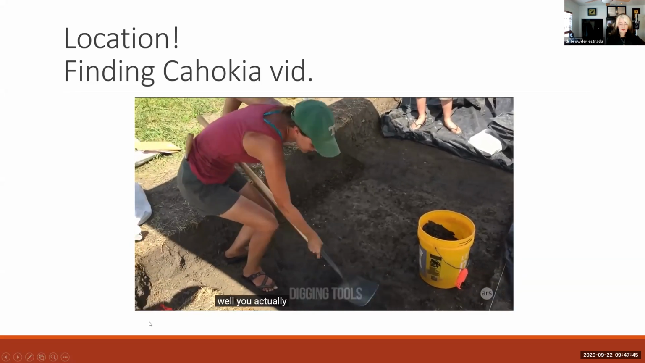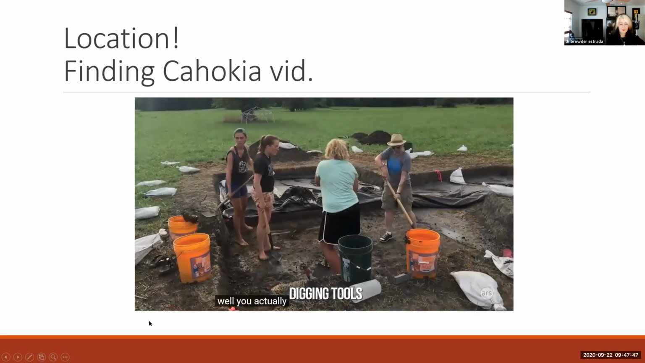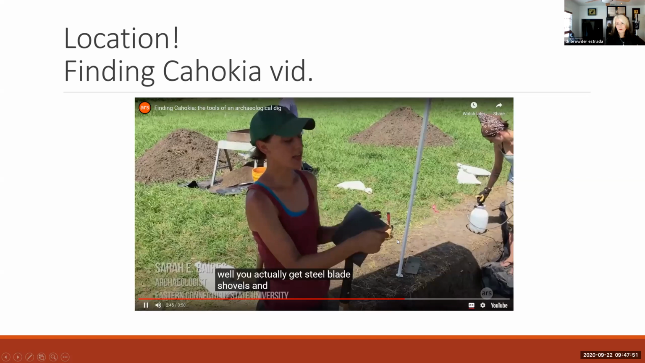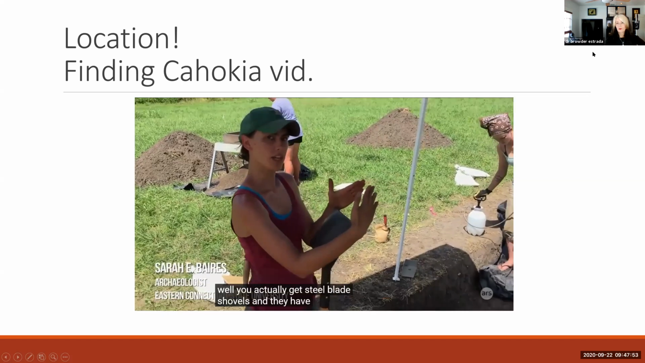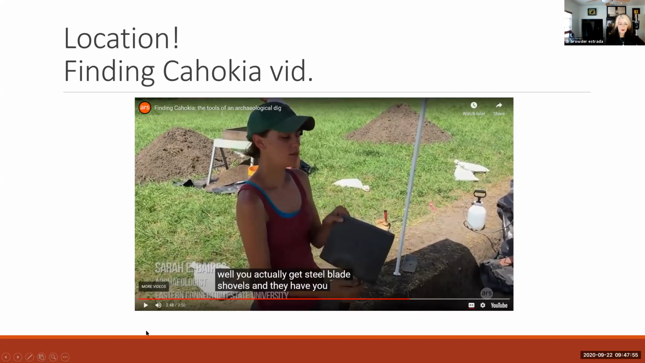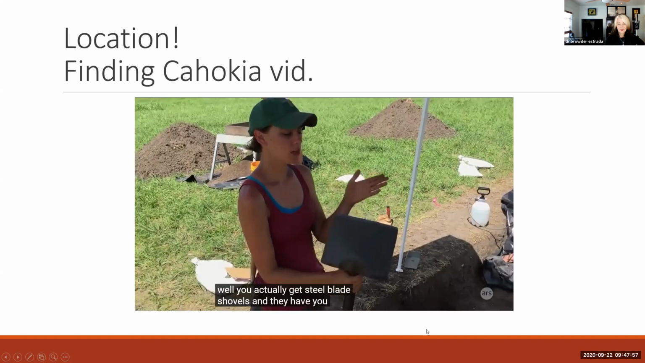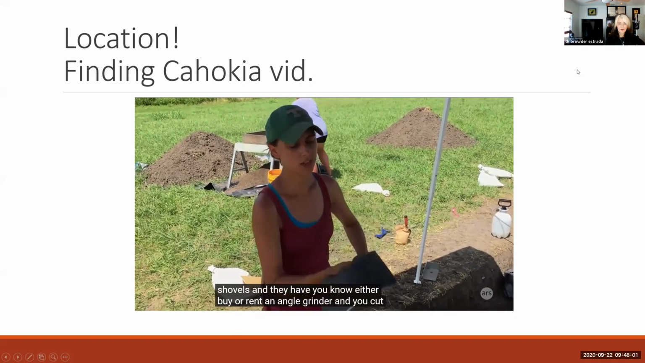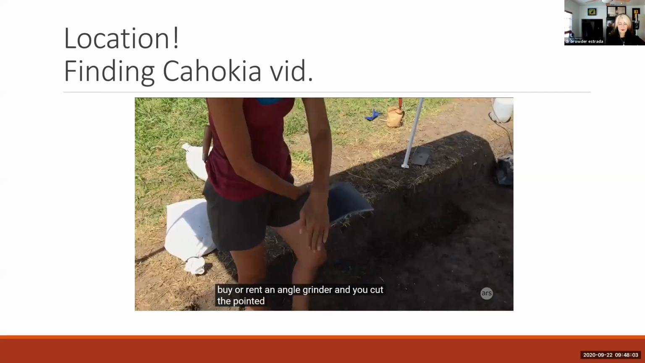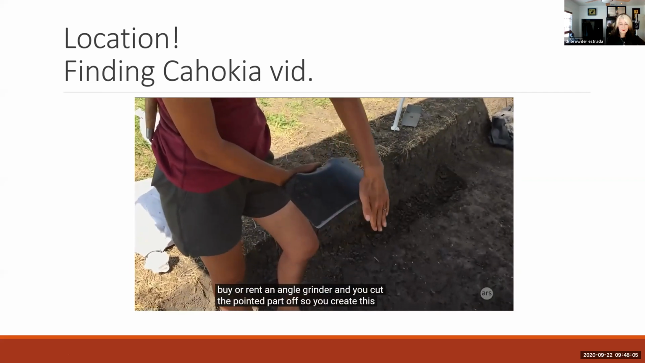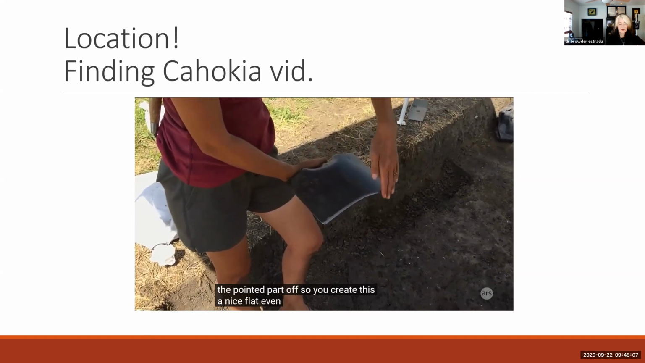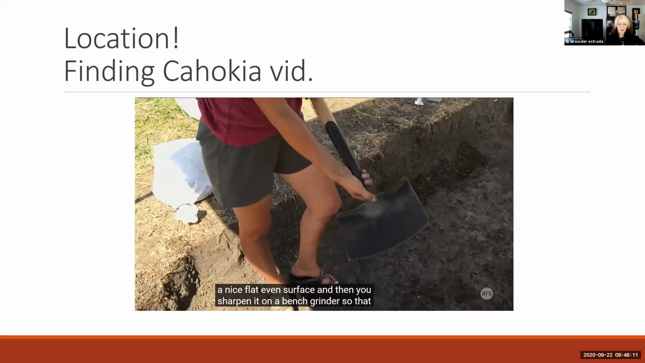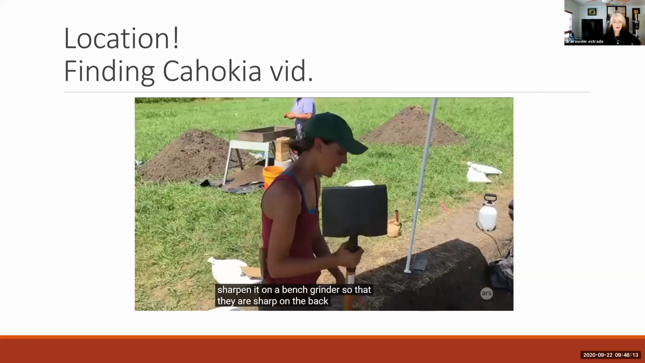Well, you actually can get them from your local hardware shop. So you get the steel blade shovels, and they come in a point. You either buy or rent an angle grinder, and you cut the pointed part off. So you create this nice flat, even surface, and then you sharpen them on a bench grinder so that they are sharp on the back side.